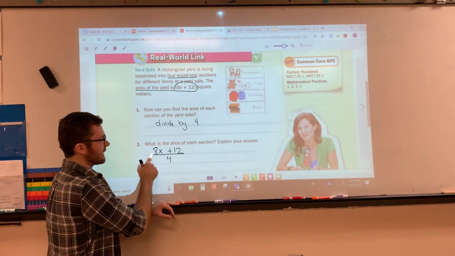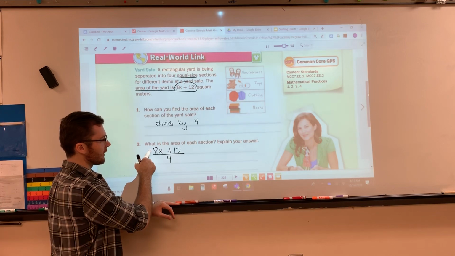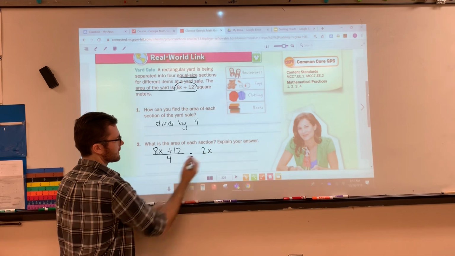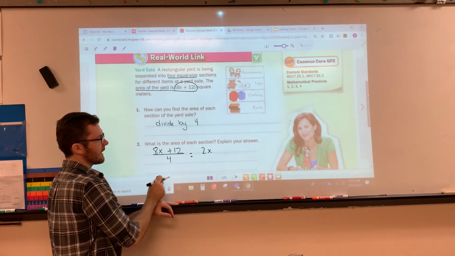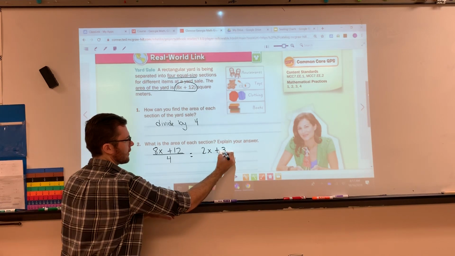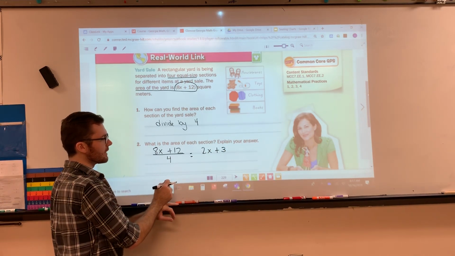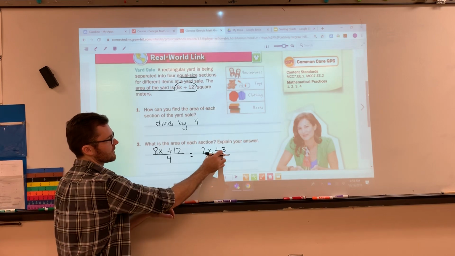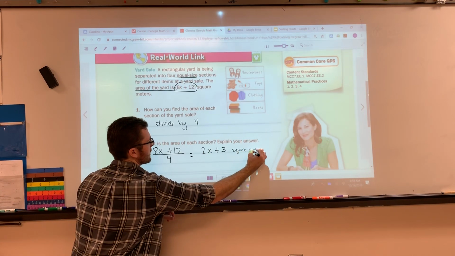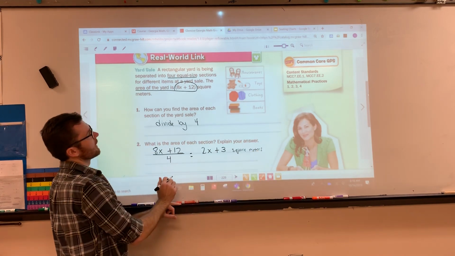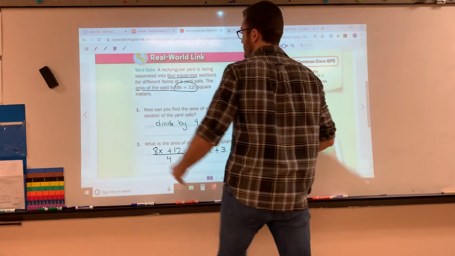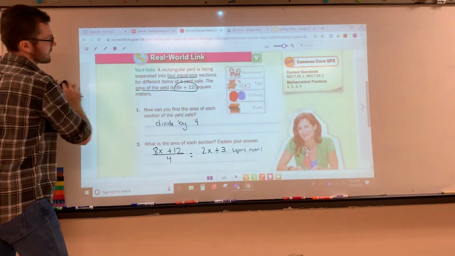To divide, I say 8x. If I have 8 x's and I divide them by 4, that would give me 2 x's in each section. And if I have 12 divided by 4, that's going to give me 3. So each section would be 2x plus 3 square meters, because we're talking about area. All right, I'm gonna look at the bottom of the page so y'all can see a visual of what that looks like.